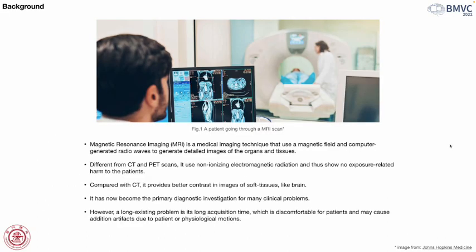Magnetic resonance imaging is a medical imaging technology that uses a magnetic field and computer-generated radio waves to generate detailed images of organs and tissues in one's body. It has many advantages. For example, it uses non-ionizing radiation and thus shows no exposure-related harm to the patient. Besides, it can provide better contrast in images of soft tissues compared with CT. It has thus become the primary diagnostic investigation for many clinical problems.